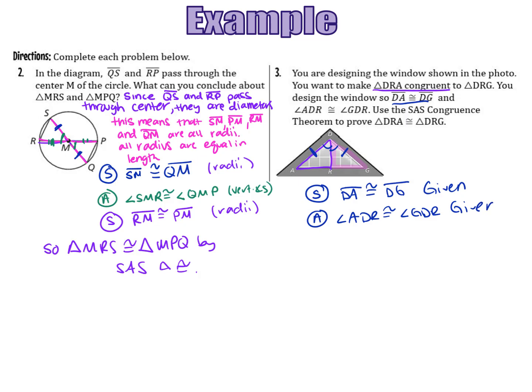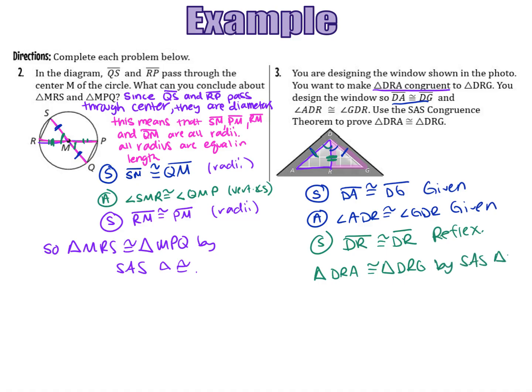That was also given. So the only thing that we're missing is we need another side, and that side has to be the side that traps the angle between them. So side, angle, side. So that's going to be that DR is congruent to DR. And that is true because of the reflexive property. You could also use the symmetric property here and say that DR is congruent to RD. But now I can say that triangle DRA is congruent to triangle DRG by the side angle side triangle congruency theorem. And there we have it.